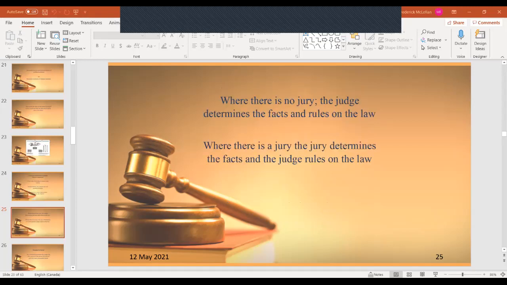Where there is no jury, and there doesn't have to be a jury in all cases, the judge determines the facts and then rules on the law. Where there is a jury, the jury determines the facts and the judge rules on the law. Okay, so the judge always does the law, but the purpose of a jury is to make the findings of fact. So that's why juries in criminal matters are actually the ones who decide whether an accused is guilty or not guilty. That's a finding of fact, okay?